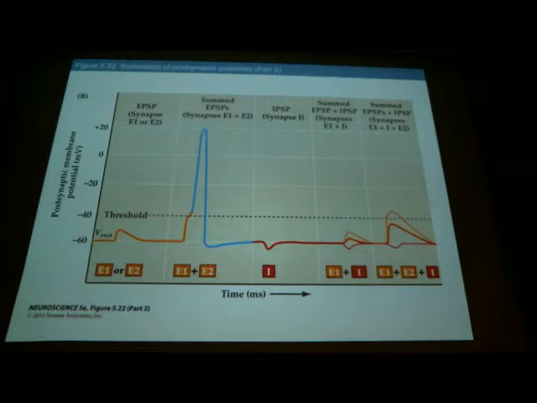If we excite a single excitatory input, we can get a small EPSP. If we excite 2 of them, they add up. And if they add up sufficiently, they can reach threshold and give you an action potential. If you stimulate an inhibitory input, you get an inhibitory potential. If you stimulate excitatory and inhibitory together, they tend to add. One's negative, one's positive, so they cancel each other out.